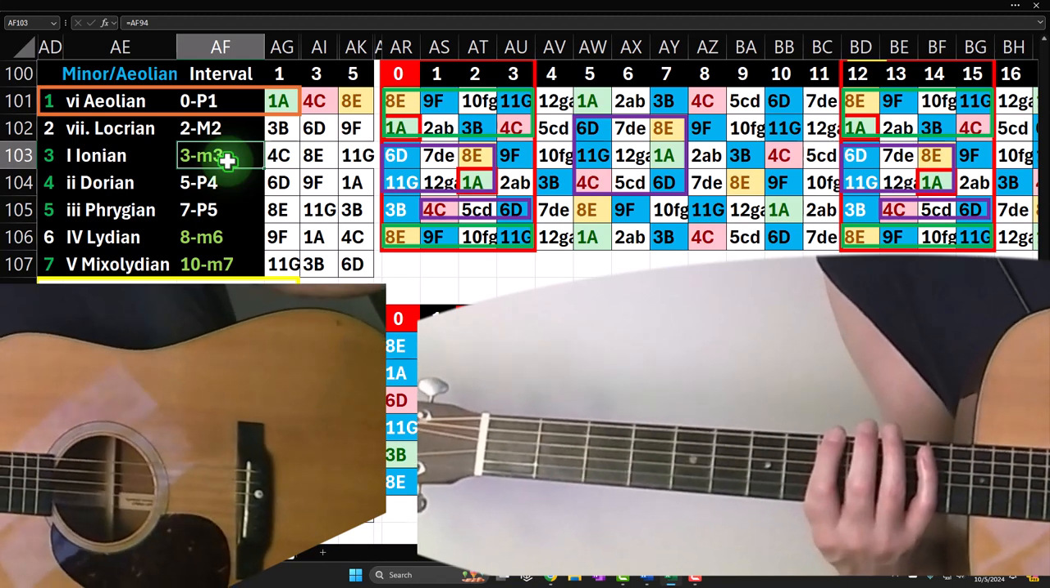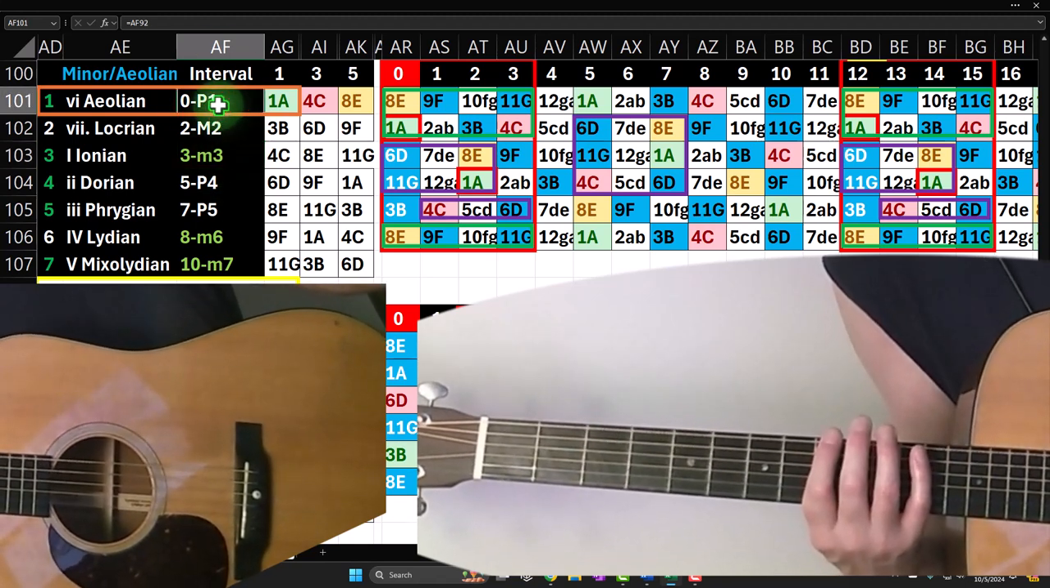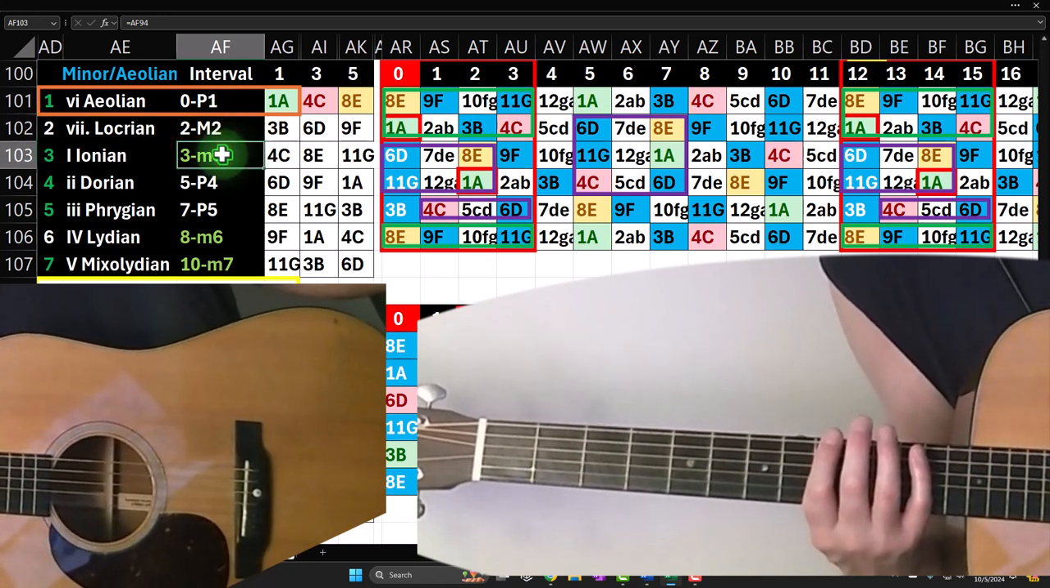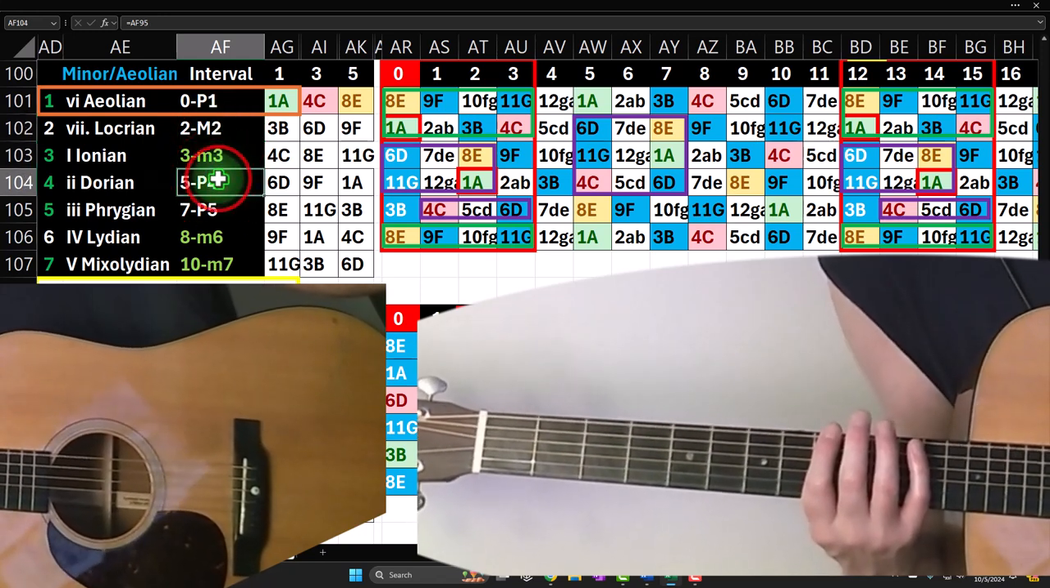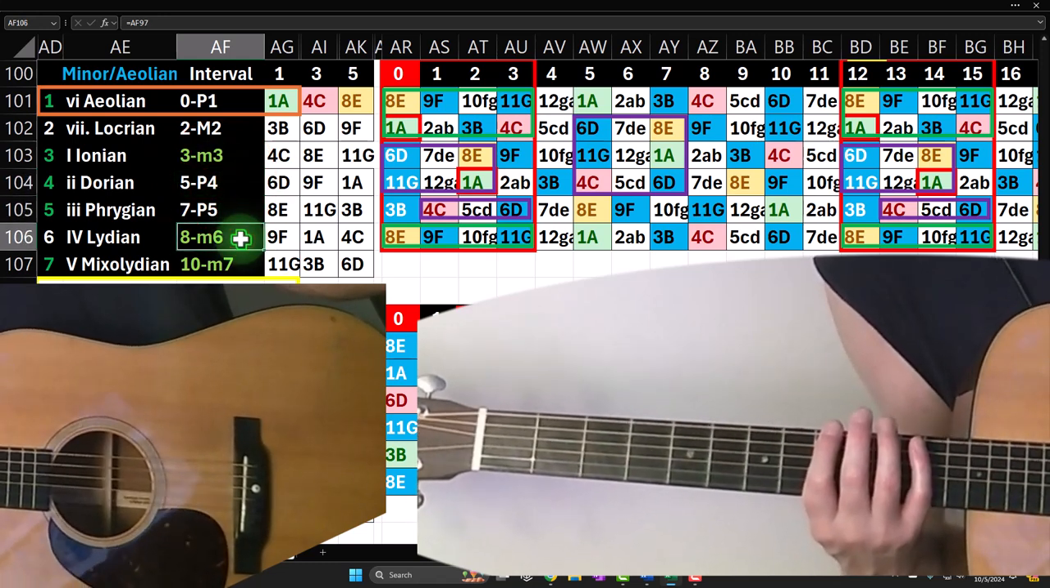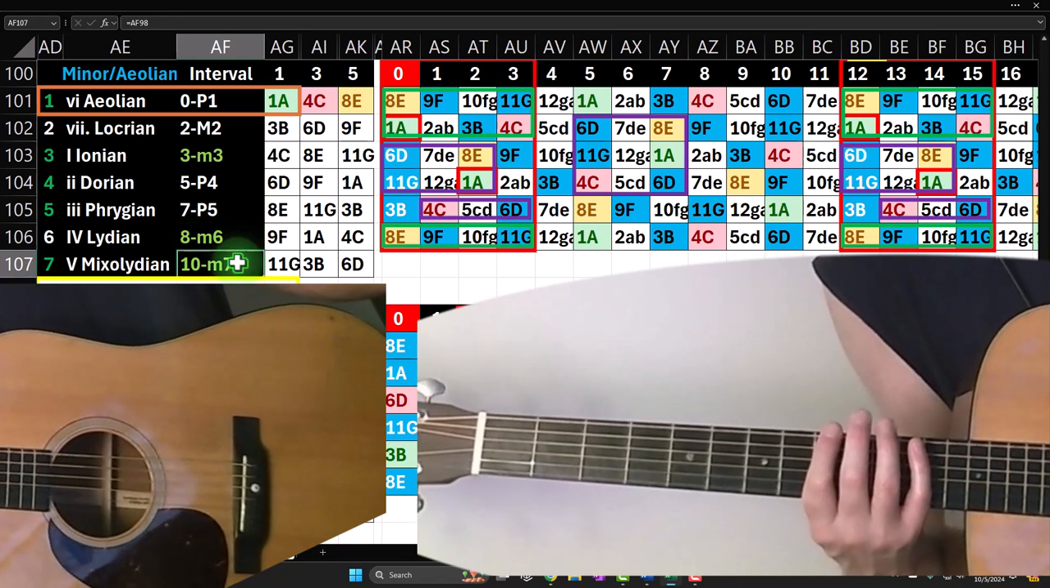Okay, so that's what we'll do. We're going to have a perfect first, a major second, a three note away minor third, a five note away perfect fourth, a seven note away perfect fifth, an eight note away minor sixth, a 10 note away minor seventh.